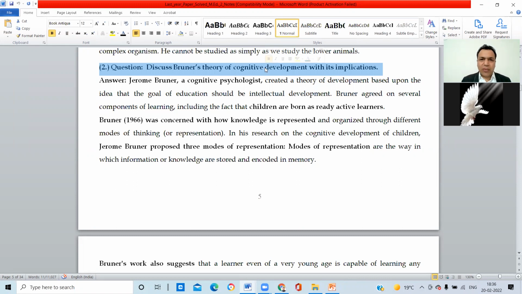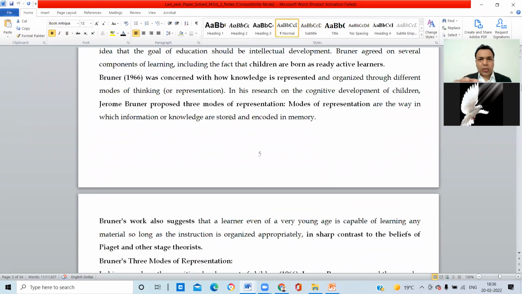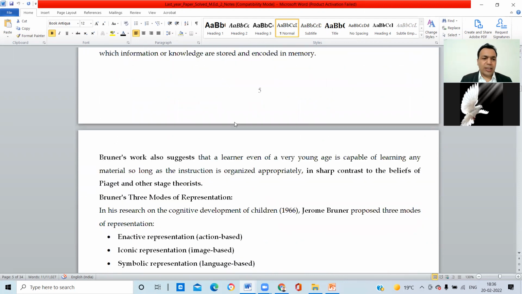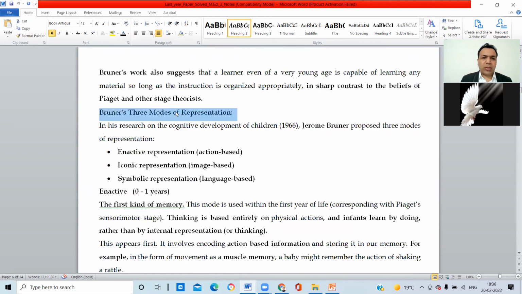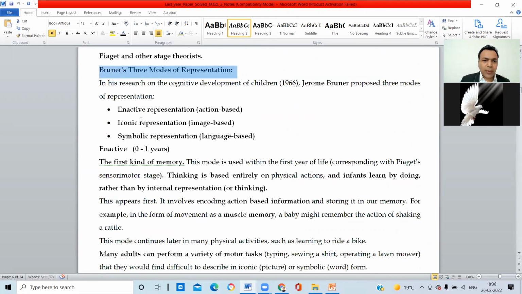So it is like the Piaget theory of development. The difference is that Piaget talks about the four stages of cognitive development. Do you remember now? First is sensorimotor stage, up to the last, concrete stage, right? But Bruner talks about the three modes of representation. It talks about enactive representation, iconic and symbolic. Under the cognitive development theory given by Bruner, you have to talk about these three things.